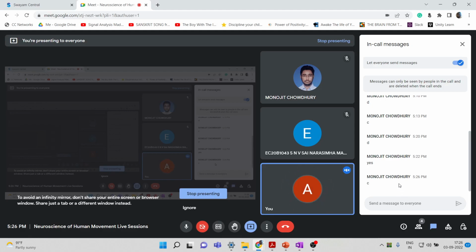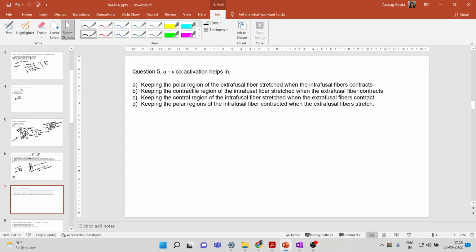Monojit is saying C. Okay, let's discuss this. Monojit's response is C. So we know that alpha gamma coactivation is a very important concept. First, let us look at this concept. There are two types of gamma motor neurons. One is the dynamic gamma motor neuron, which innervates the dynamic bag fibers.